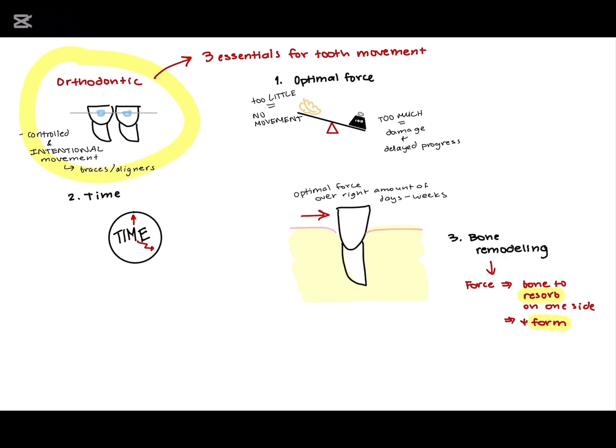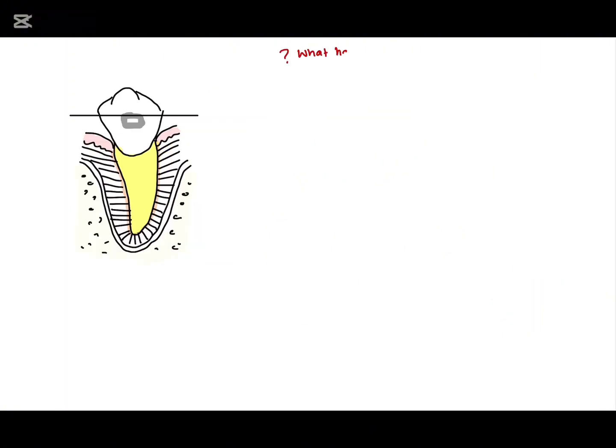Studies suggest the optimal force should be around 20 to 26 grams per square centimeter. This matches the average capillary pulse pressure. That way, blood supply is preserved and bone remodeling can happen efficiently.